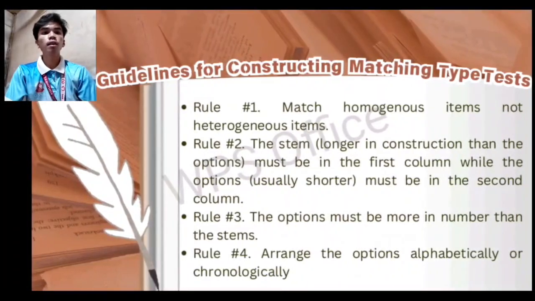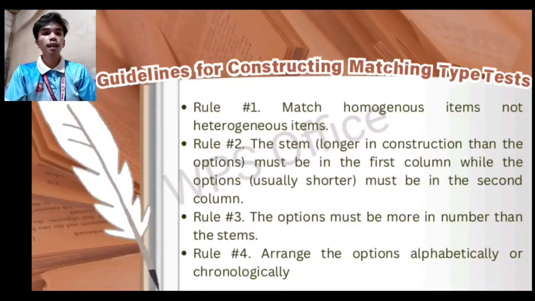Rule number 2, the stem, longer in construction than the options, must be in the first column, while the options, usually shorter, must be in the second column. So, kailangan yung stem mo is mas mataas kaysa sa options mo. At kailangan yung stem is nasa first column, column A at saka column B. Yung column B must be in the second column. And it is usually shorter.